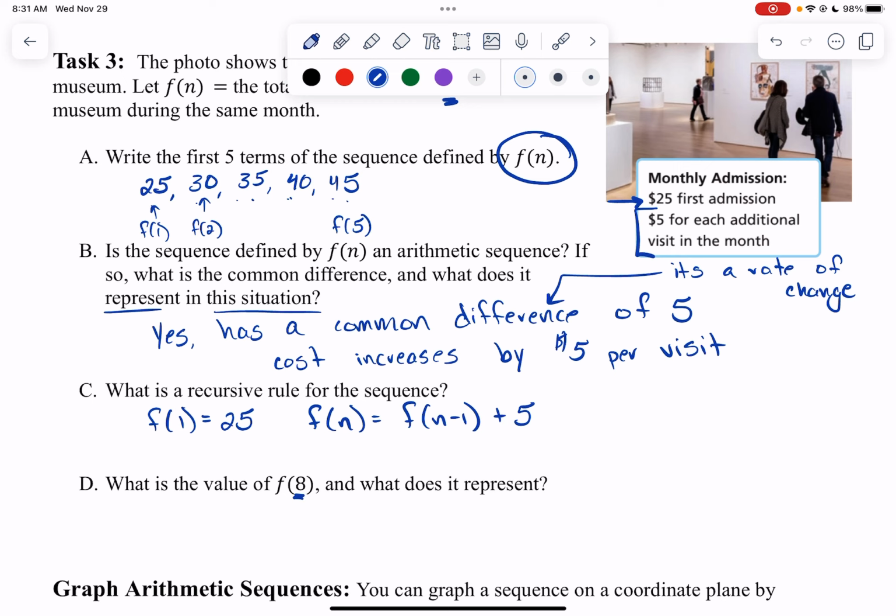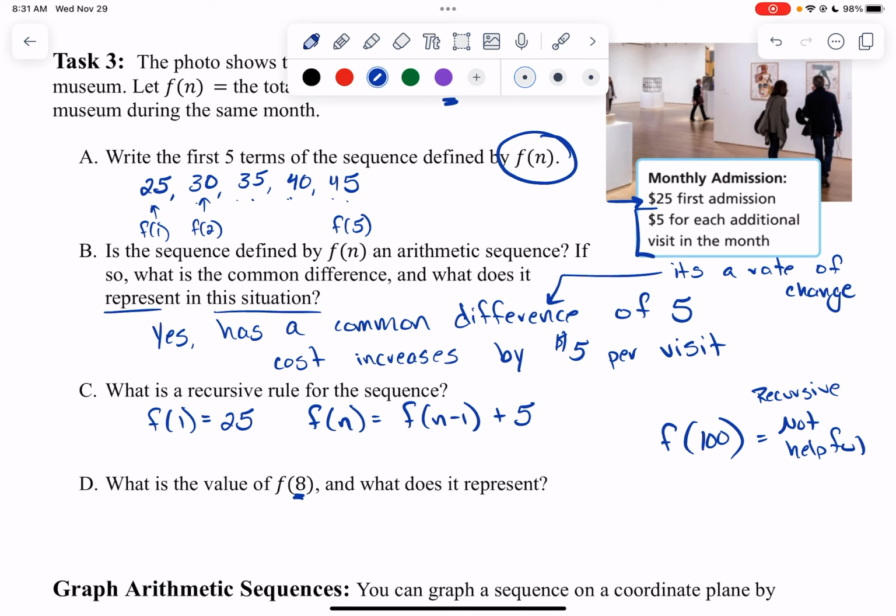This is where recursive rules aren't helpful. Recursive rules are nice. They're the easiest type to write. But if I want to know what f of 100 is, I have to find all of them from 1 to 99 to be able to find f of 100. So a recursive rule is not helpful in this situation. Now this one's only f of 8, so that's not too bad. So I can keep going.